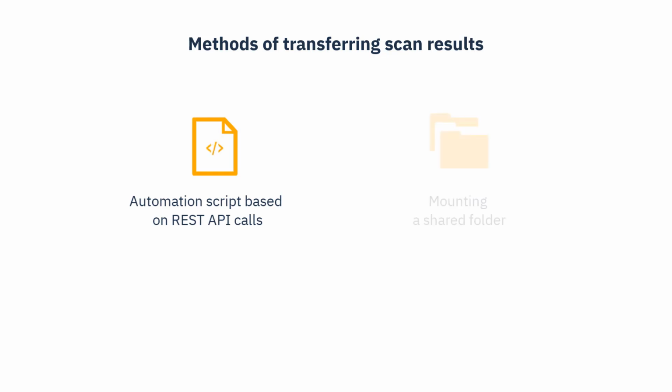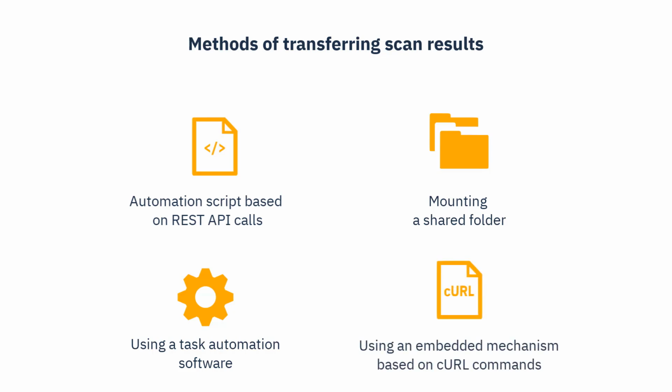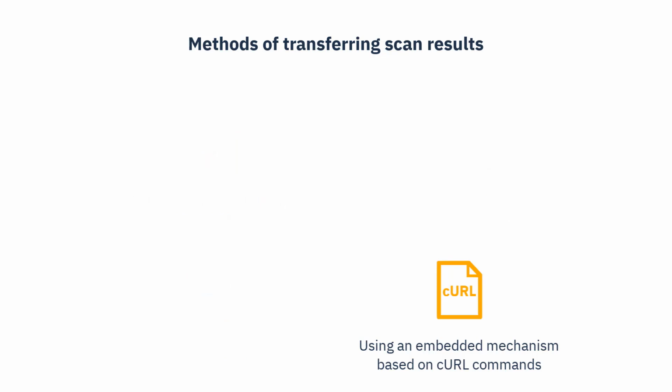There are a couple of methods that you can use to transfer scan results from the scanned computers to License Metric Tool. Those methods include creating an automation script that is based on REST API calls, mounting a shared folder on every computer on which the disconnected scanner is installed, and specifying this folder as a disconnected data source, using a task automation software of your choice, for example Red Hat Ansible, using an embedded upload mechanism that is based on curl commands. This method will be shown in this video.